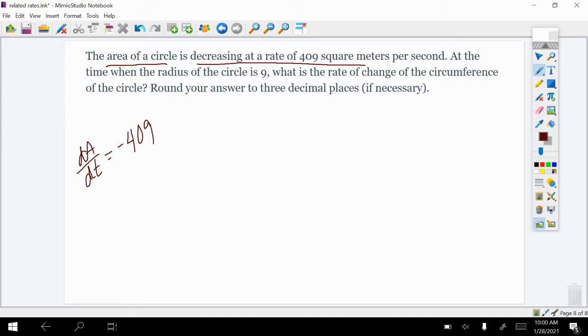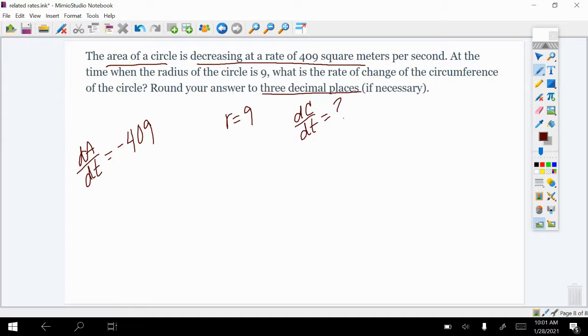I like to read the question and write down each piece of what it is telling me. It wants to know, at the time when the radius is 9, what is the rate of change of the circumference? So I'm going to call the rate of change of circumference dC/dt. And it is telling me that we could get decimal answers, and I do like that Delta Math sticks to that 3 decimal place rule.